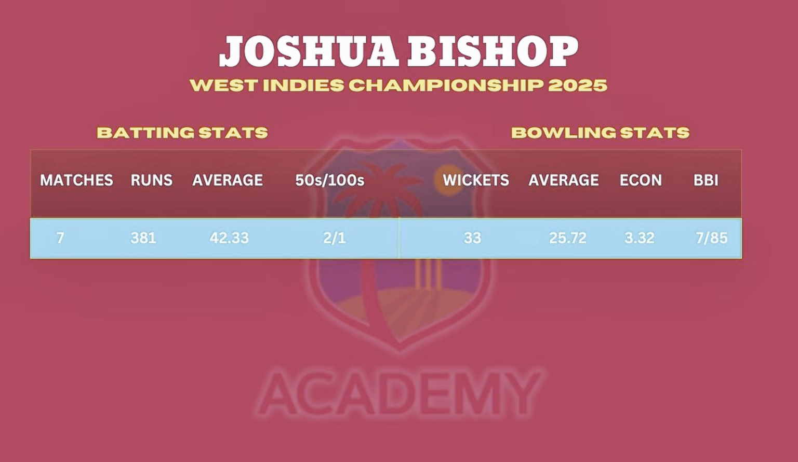And Joshua Bishop, he played 7 matches, made 381 runs at an average of 42.33, with 250s and 1 century, right? And with the ball, he took 33 wickets, 25.72 average with the ball, at an economy of 3.32, with best figures of 7 for 85, right? So Joshua Bishop there would be my number 8 player. My number 9 to 11 would be my bowlers.